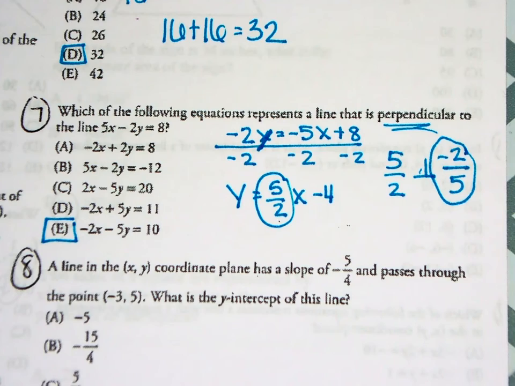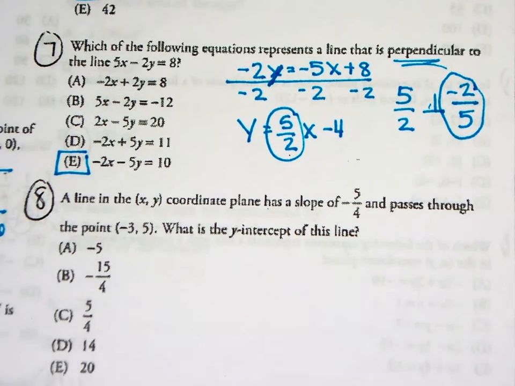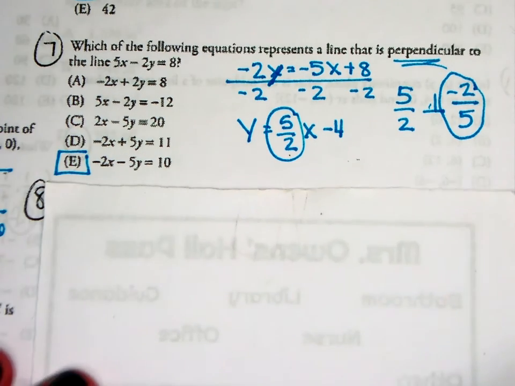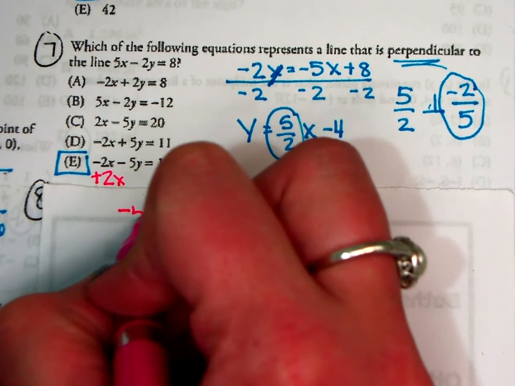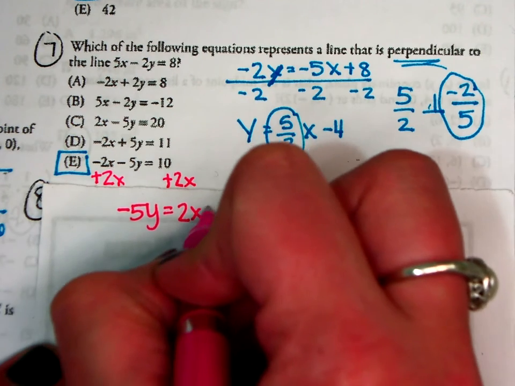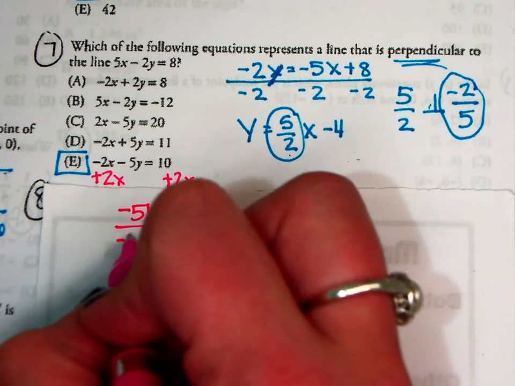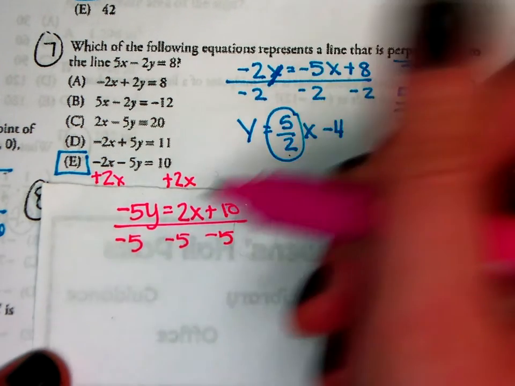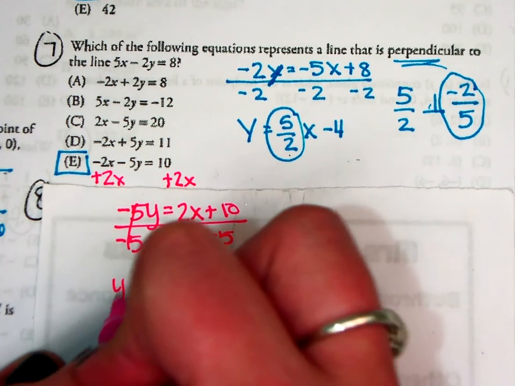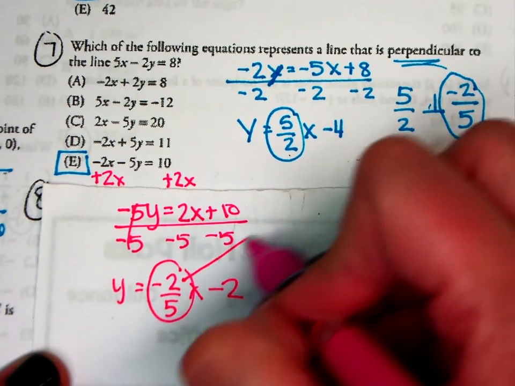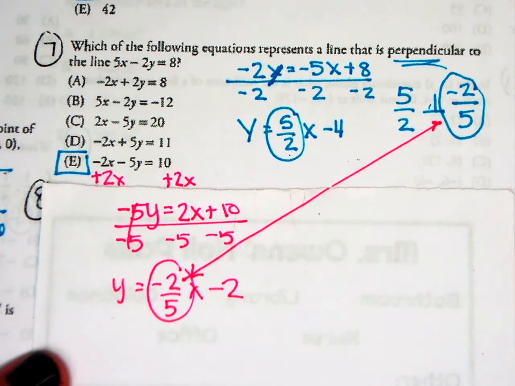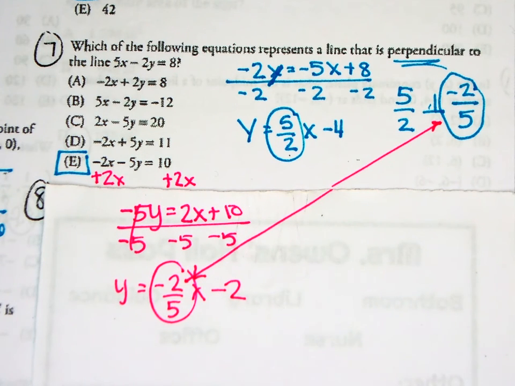So let's see here. How am I going to do this? Let me go ahead and just get a hall pass. That's what I usually do, is write on my hall passes. So down here, I'm going to solve option E. The first thing I want to do is add 2x to both sides. So I get negative 5y equals 2x plus 10. And now I'm going to be dividing everything by negative 5. So y equals negative 2/5 x minus 2. Notice how these two slopes are matching, so that's how we know we found the correct line.